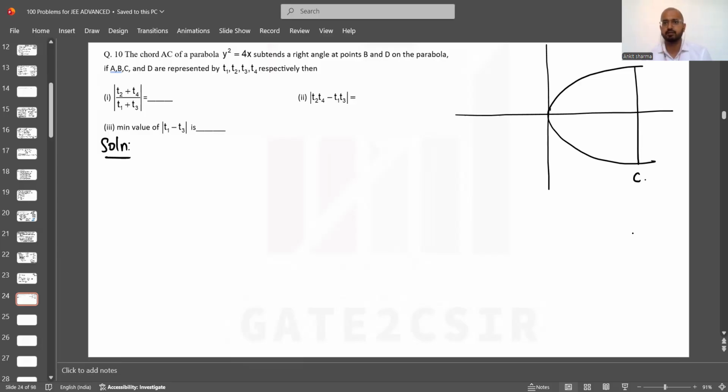So you can imagine it this way. So this is my point B. And this is perpendicular here. Then there is another point here. It's perpendicular here.